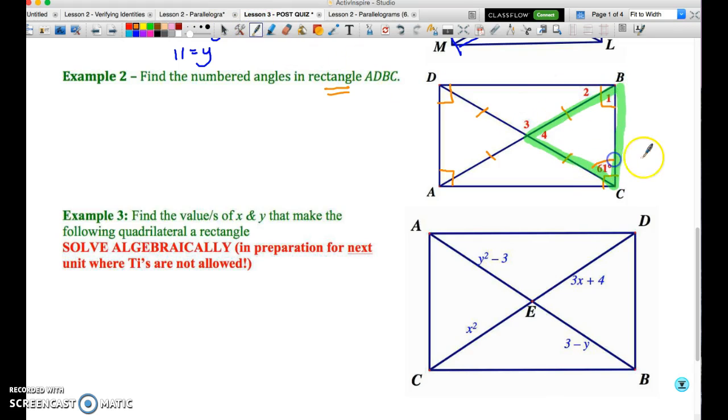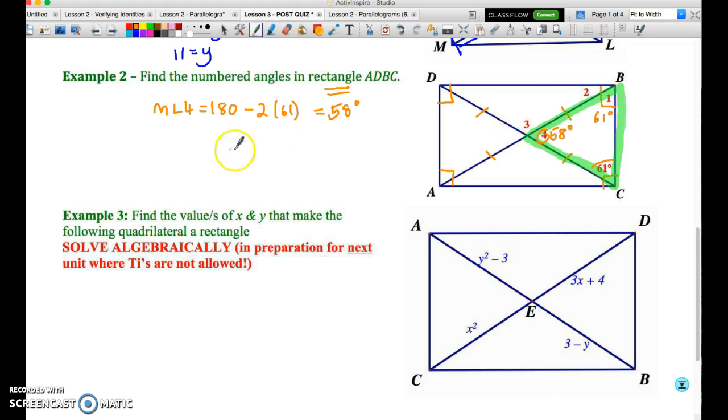That allows us to know that if this angle over here is 61, then angle 1 is also going to be 61 degrees. The measure of angle 4 can then be calculated using the fact that the angles of a triangle add up to 180 degrees. I'm going to subtract 2 times 61. That's going to allow us to find the measure of angle 4, which will be 58 degrees.